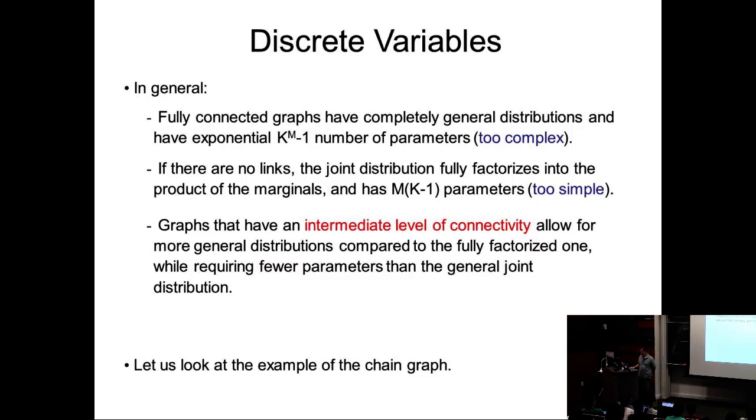If there are no links, the joint distribution fully factorizes into the product of the marginals, right? You can make them all be independent. It has only on the order of m times k parameters, right? You have m random variables. Each random variable has k parameters. M times k parameters you have to fit, right?